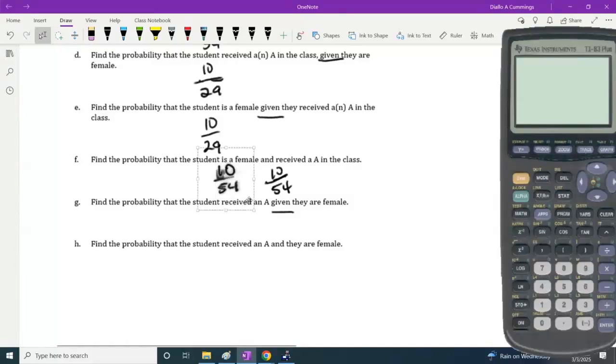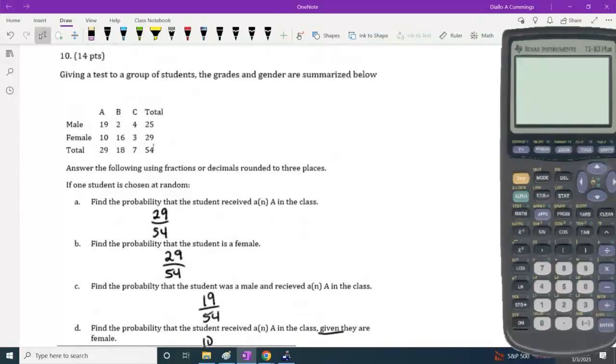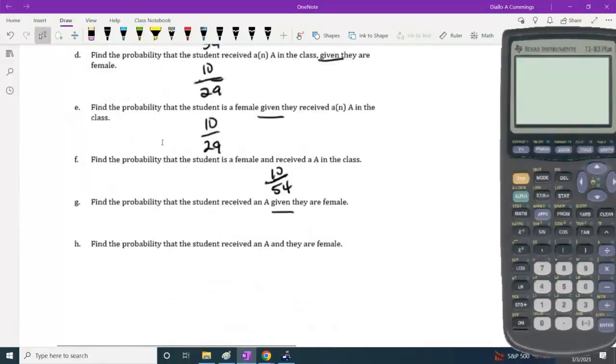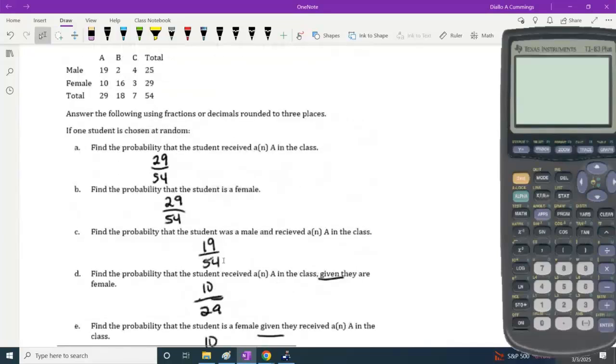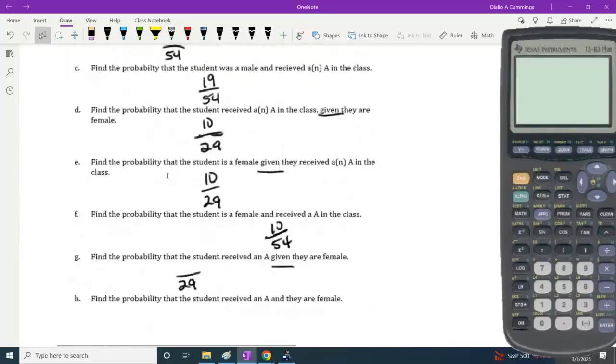G says find the probability that a student received an A given they are female. So given there are females, there are a total of 29 females to choose from. So that is our denominator. Out of those 29 females, how many made an A? 10.